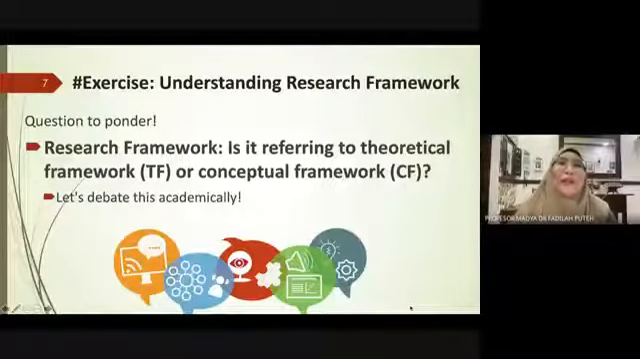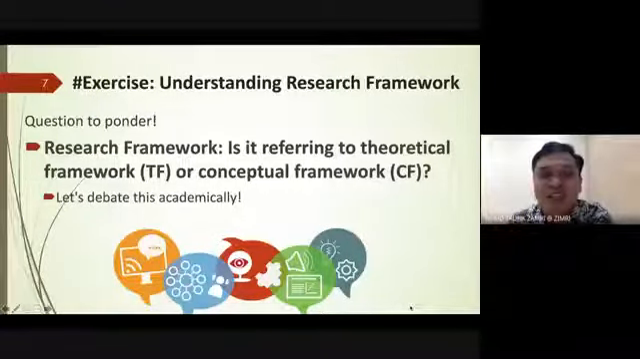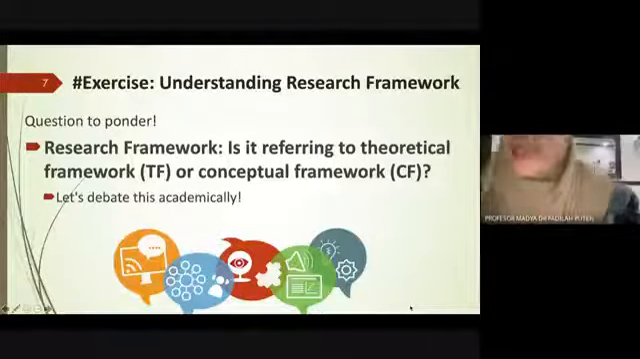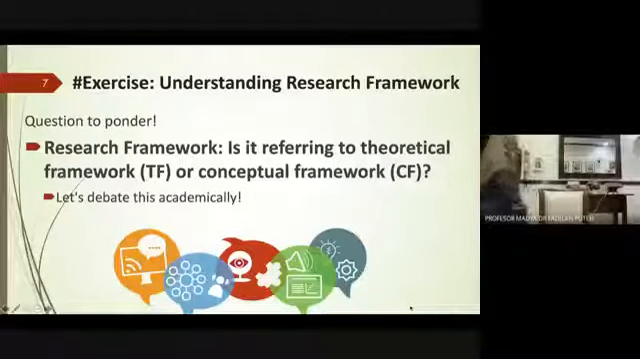All right. So would anybody like to answer this exercise? Whether research framework refers to theoretical framework or whether research framework refers to conceptual framework. Anybody would like to try? Participants, would you like to try? If you don't want to open your mic, you can write in the chat box. We can read it for you. Yeah, please. I would like to have some feedback.